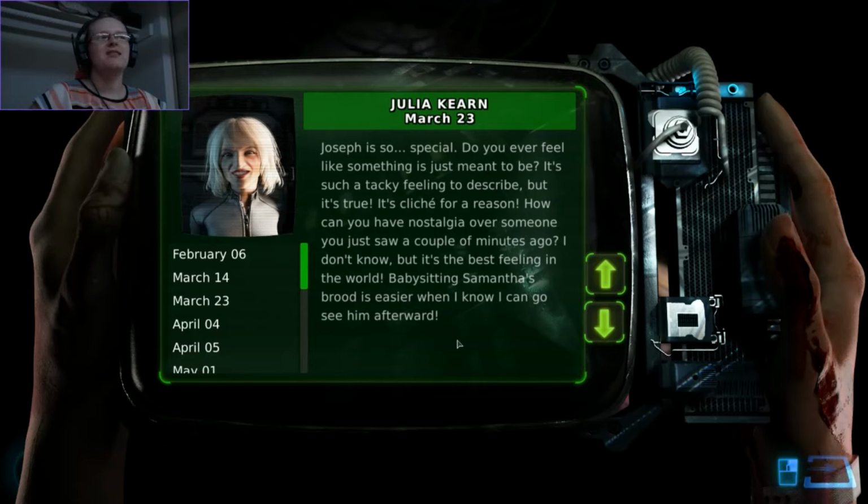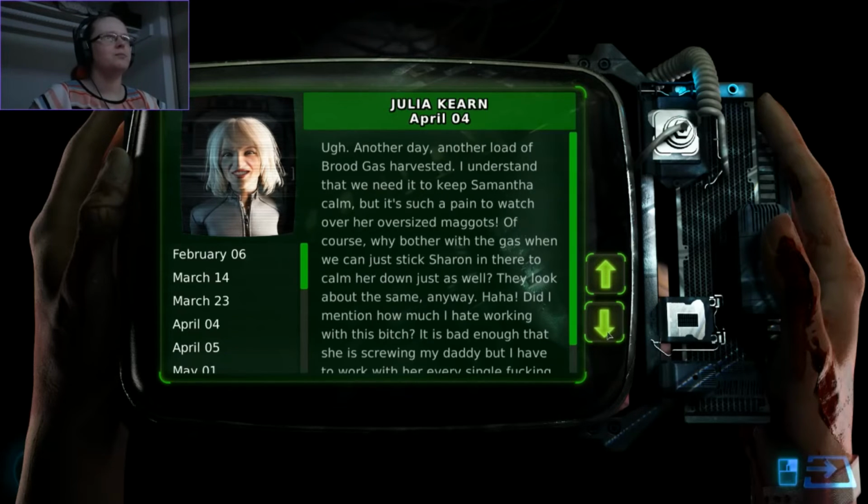Joseph is so special. Do you ever feel like something is just meant to be? It's such a tacky feeling to describe, but it's true. It's cliché for a reason. How can you have nostalgia over someone you just saw a couple of minutes ago? I don't know, but it's the best feeling in the world. Babysitting Samantha's brood is easier when I know I can go to see him afterwards.